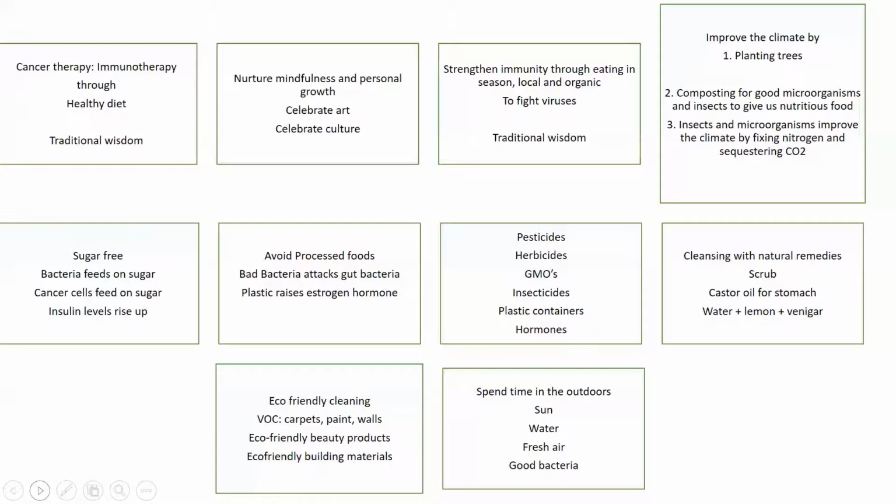They're going to be in a beautiful place, a healthy place, and the biodiversity will also thrive and take care of the place for us. We have to opt for sugar-free food, because bacteria feeds on sugar, cancer cells feed on sugar, and insulin levels rise with sugar. Insulin is a hormone, and if this hormone goes out of balance, the whole endocrine system, the whole hormonal system and the glands would stop functioning the way a healthy person would.